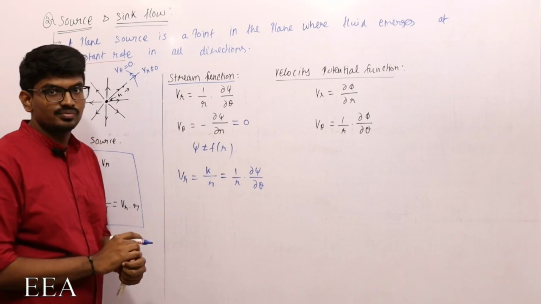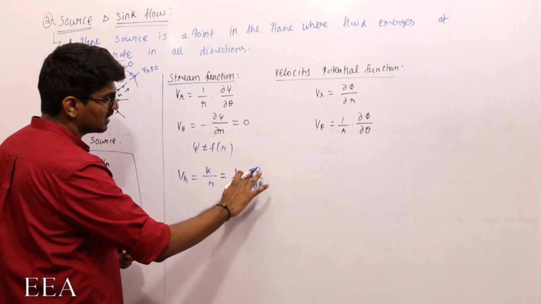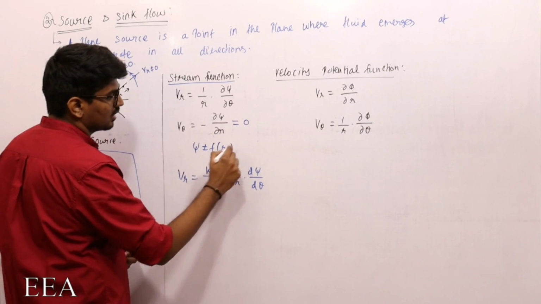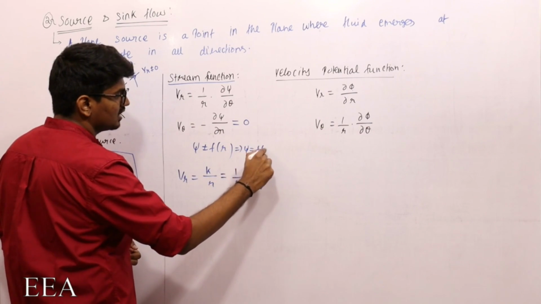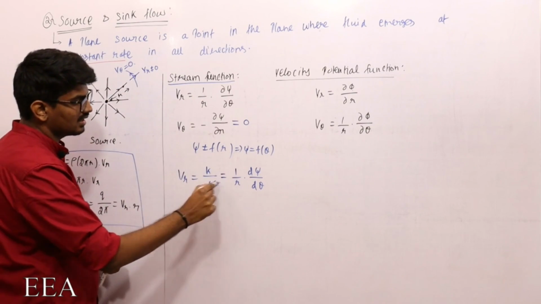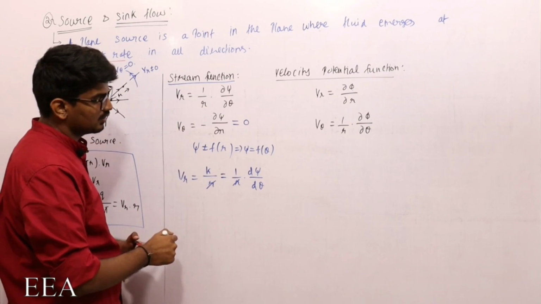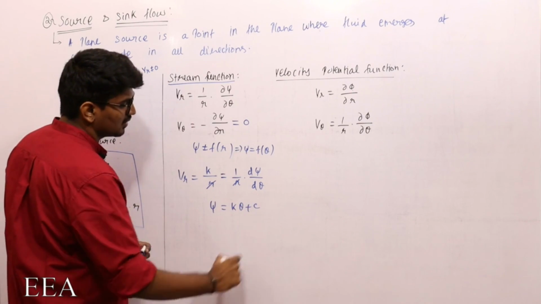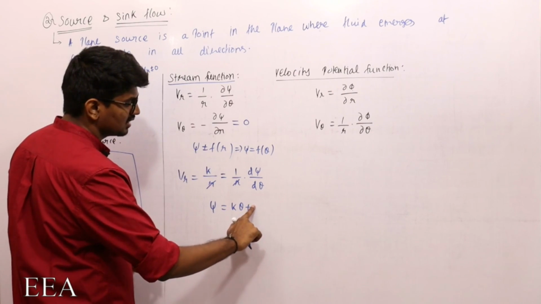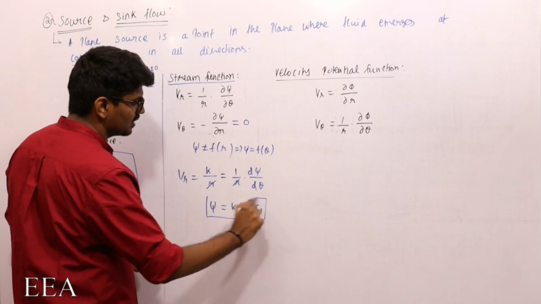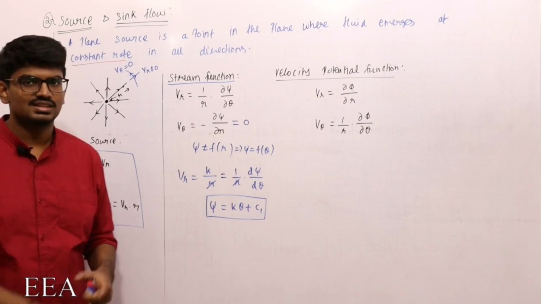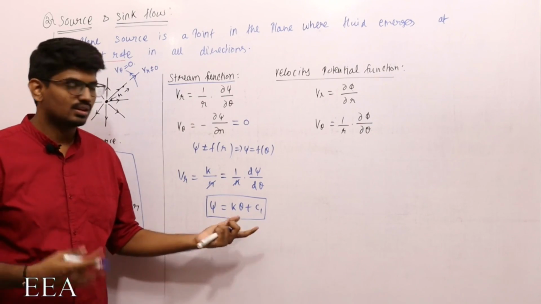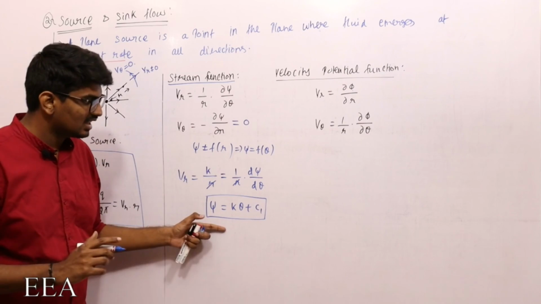This dou psi by dou theta, I can clearly write as d psi by d theta, because psi now depends only on theta, it is not dependent on r. So psi is only a function of theta. I can cancel this r. Then if you do the integration, psi will be equal to k into theta plus some constant of integration. Let me keep it as c1, but in most cases we won't include that constant of integration, we will take it as 0. I'm just giving you the general equation, but as we proceed further, I will take the constant of integration to be 0.